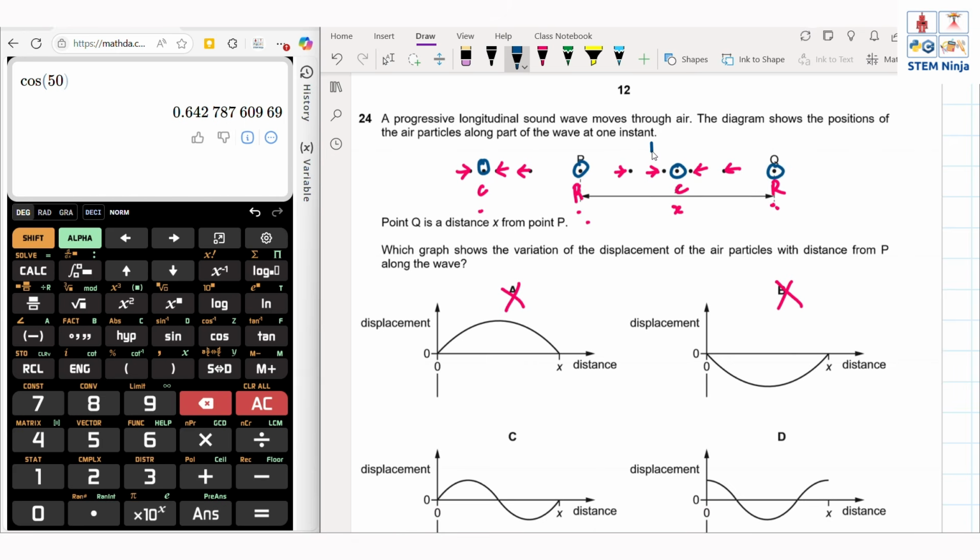So if this particle is going towards the right, this particle is going to the left, logic dictates that this is at zero displacement. Similarly, these two particles going in opposite directions, right in the middle would be zero displacement. Zero displacement, zero displacement. So between two points that are in phase, for example, from this point to this point, there is another zero displacement over here. So that just is C. That's it. Nothing more over here.